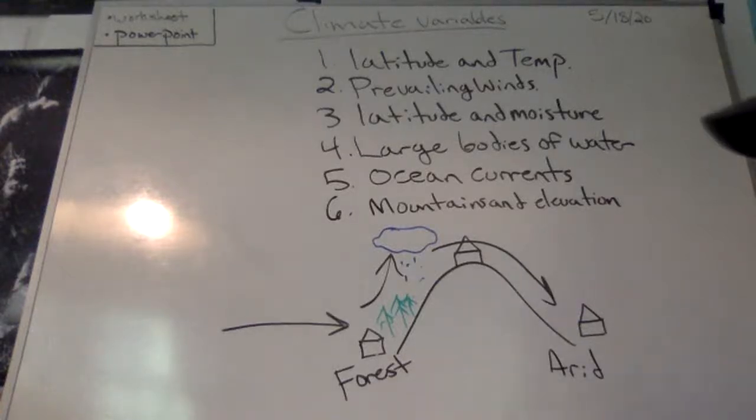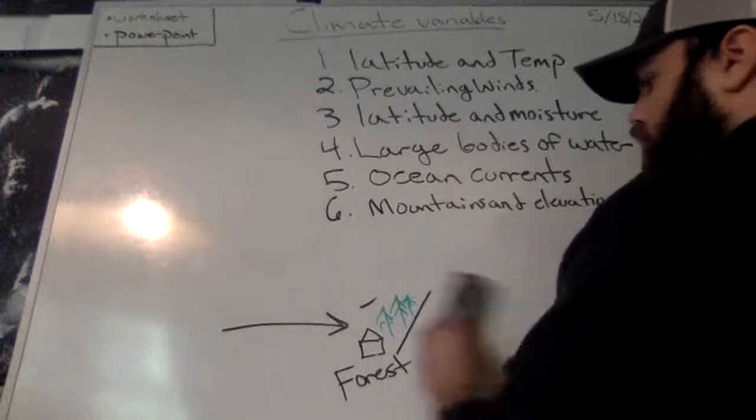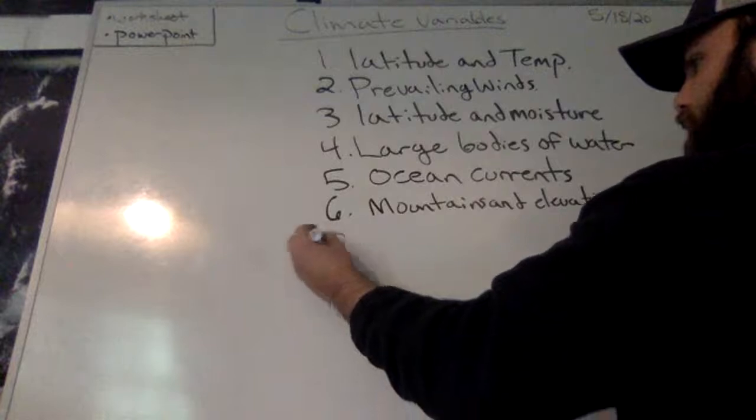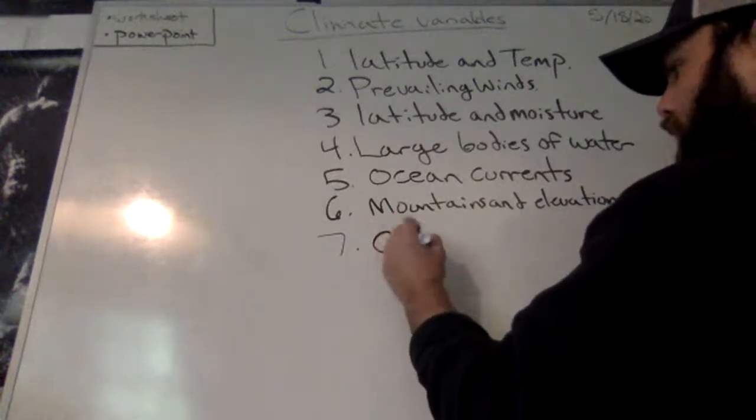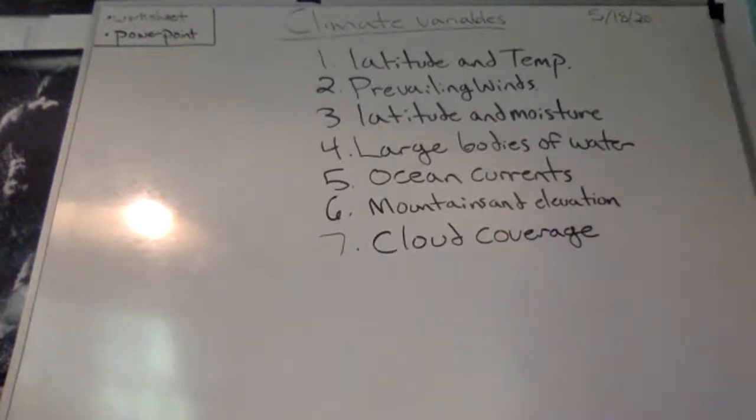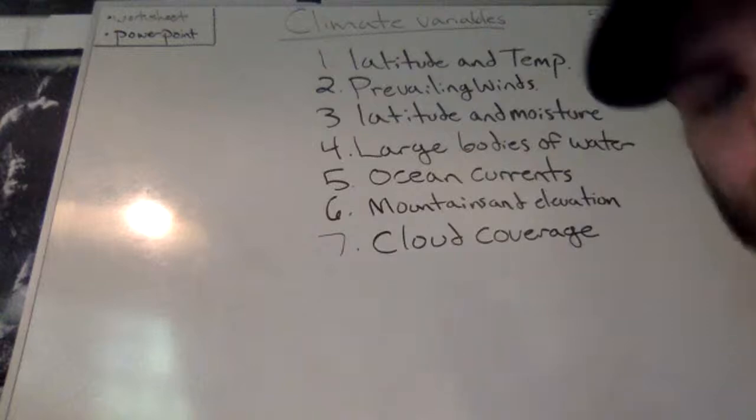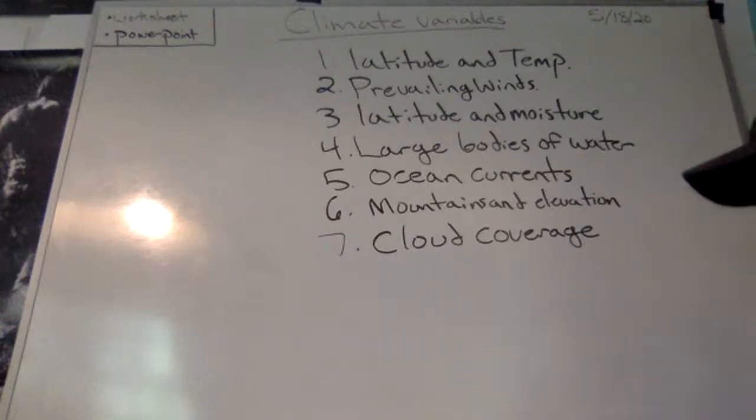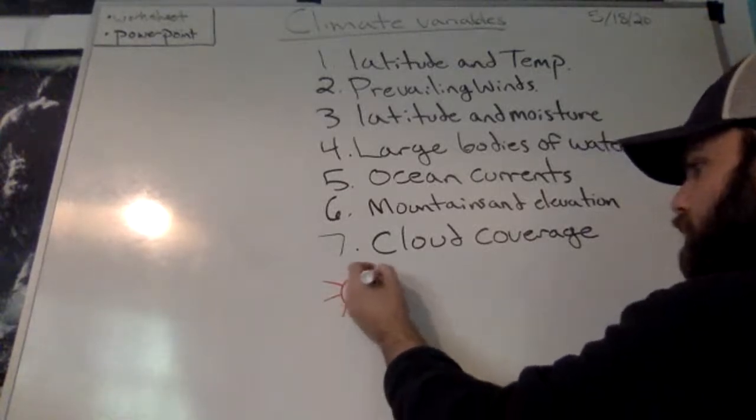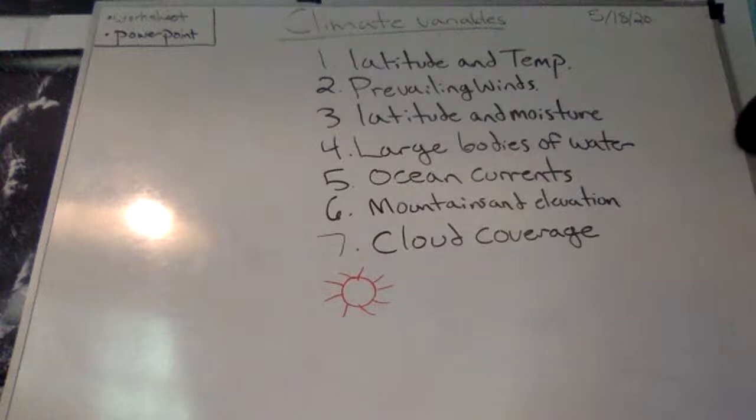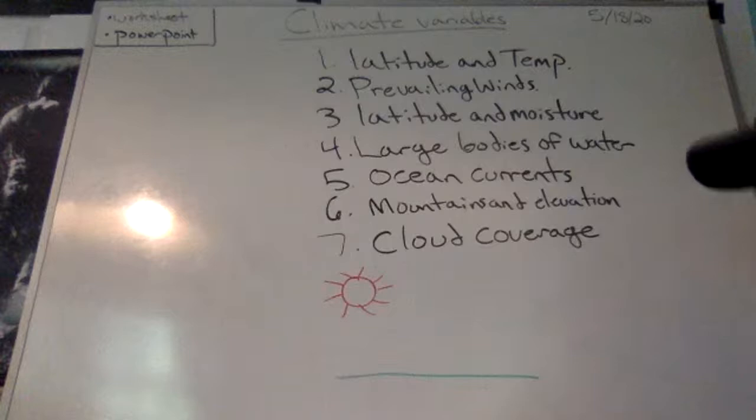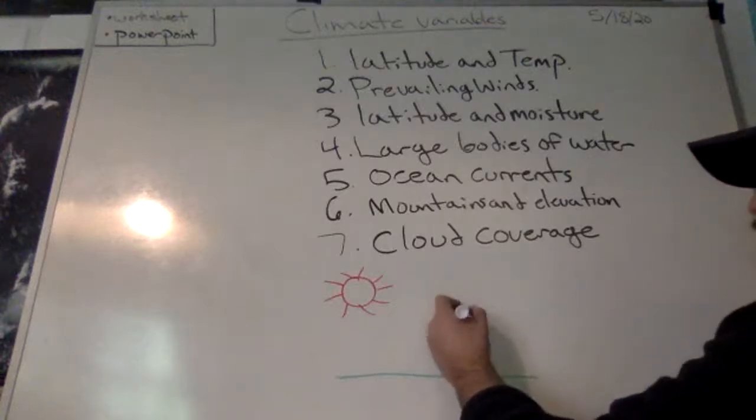Now, the last thing, the last two parts that have to deal with the climate is your cloud coverage, okay? So you have cloud coverage or cloud cover, and basically during the day, the clouds block out the sunlight. So what this means is you have your sun, you have your ground, and let's say you have a bunch of clouds.